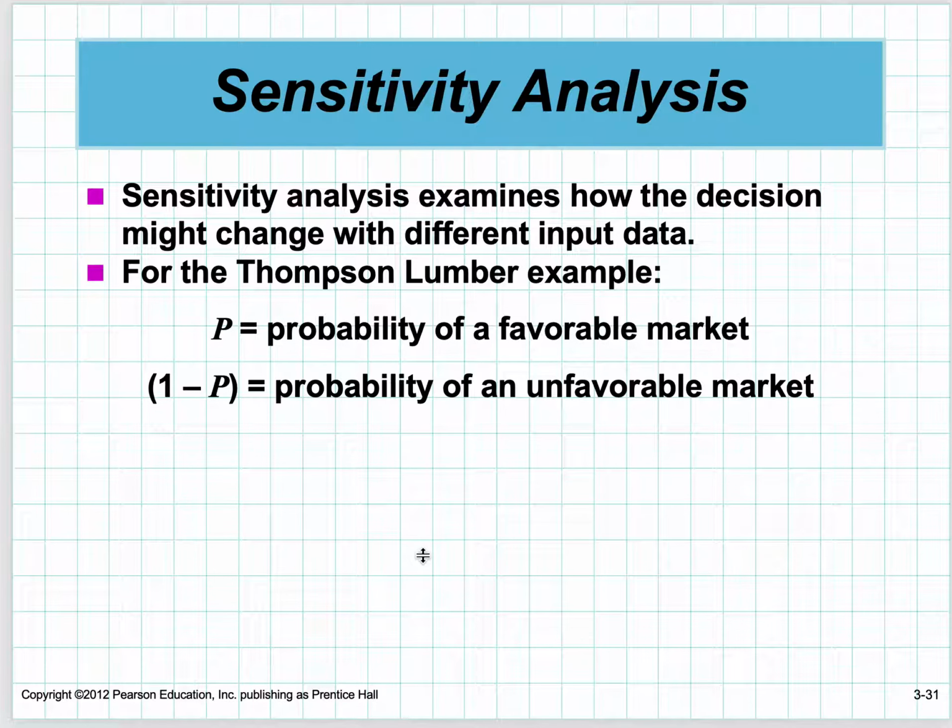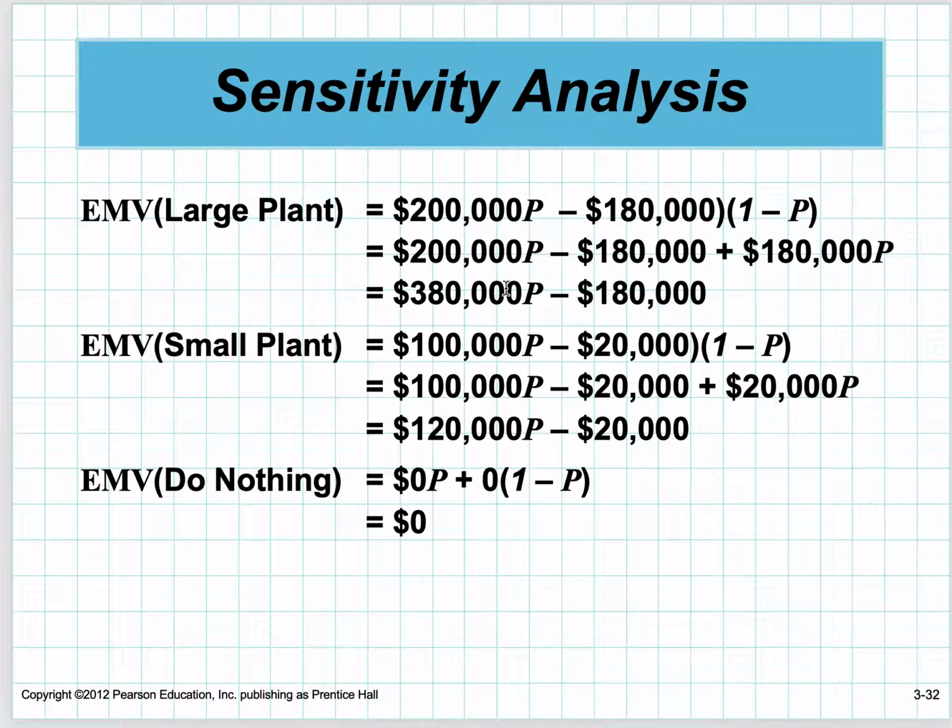So you can come up with your calculations and have a line for each one. If you have 200p minus 180 times 1 minus p, do the math and come up with a line: 380p minus 180. In this case, you get 120p minus 20,000. And here you just get 0. Well, now if you graph these lines, it tells you where the breakpoints are.